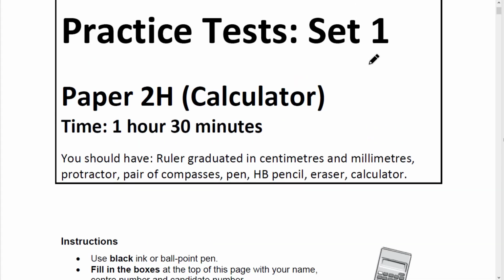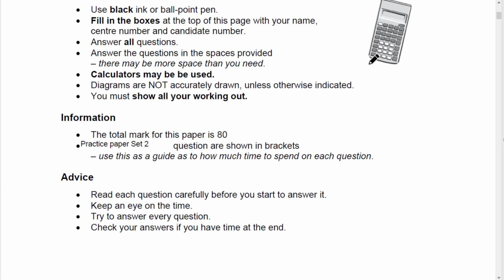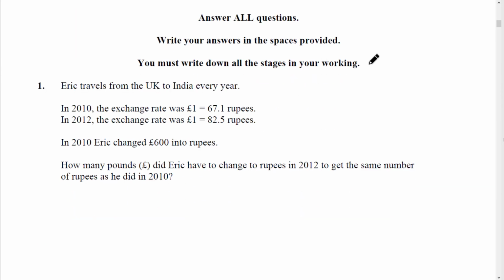Okay, this is practice set 1, paper 2H, which is calculator. There are 2 calculator papers, each one worth 80 marks, so you're trying to get marks out of 240 in total. Right, let's look at question 1.